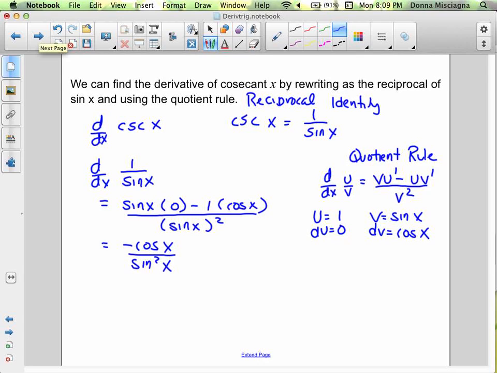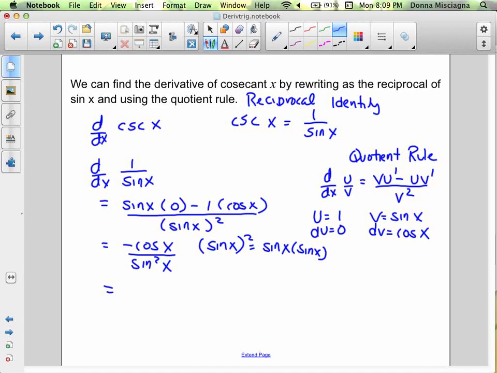Again, we might not like having a fraction here as our derivative. Could we rewrite that so it's no longer a fraction? Well, what if we take that sine squared x and split it up? Instead of writing it as sine x all squared, what if we wrote it as sine x times sine x? Because sine squared x is the same as sine x times sine x.